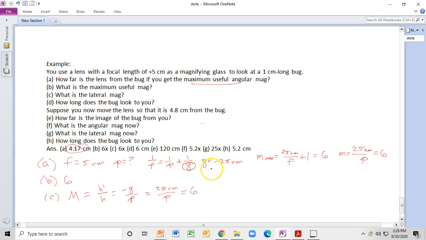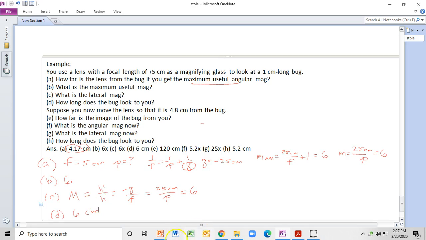Now the next question is, how long does the bug look to you? Well, both magnifications are giving us 6x. So if you looked at either of those, it would tell you it's 6 centimeters. But I'm telling you, it's always the angular magnification that'll give you the correct answer. In this case, the lateral mag will also give you the correct answer, but that's just because we have q equals negative 25 centimeters.